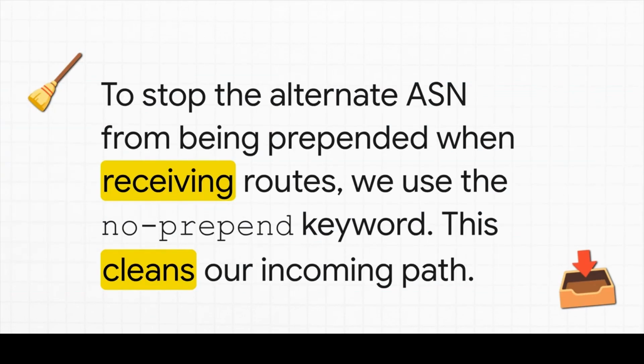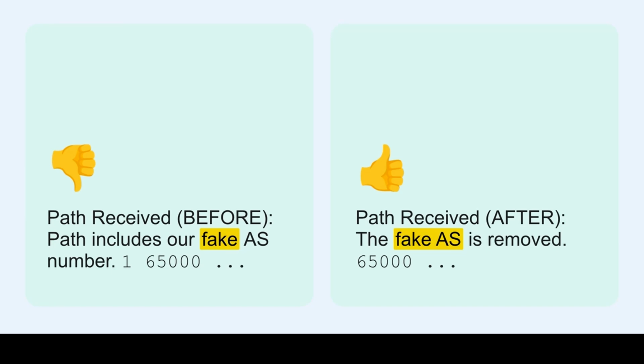When we add the no-prepend keyword, we're basically telling our router, hey, listen, when you learn a route from this specific neighbor, just don't add my fake AS number to the path. Just leave it alone. It's a really simple, direct instruction. And the effect is instant. Just look at the difference.